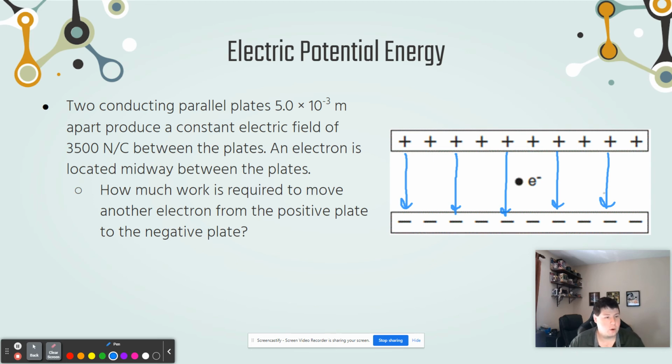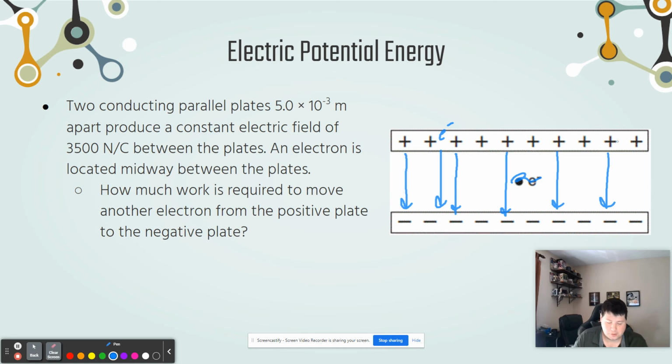And it just says how much work is required to move another electron from the positive plate to the negative plate. So it doesn't really matter that this electron's here. We're just saying, if we had an electron here, how much work would be required to move it from the positive plate to the negative plate? This is not one where it would be easy to use the electrical potential energy equation, kQ1Q2 over r, because there are many charges on these plates. I would have to add up so many different charges.